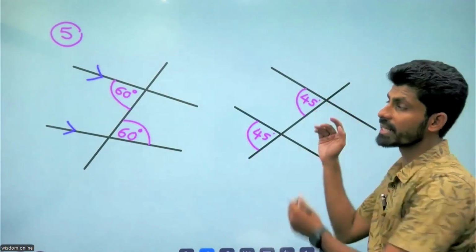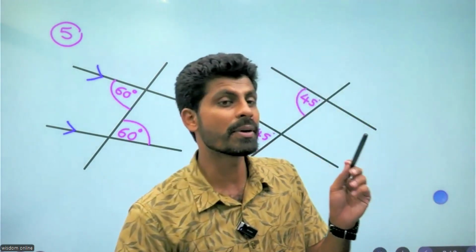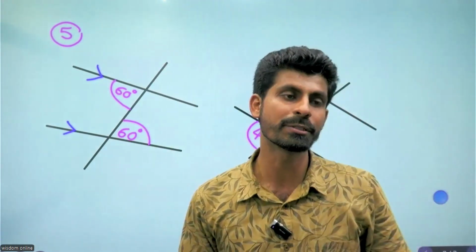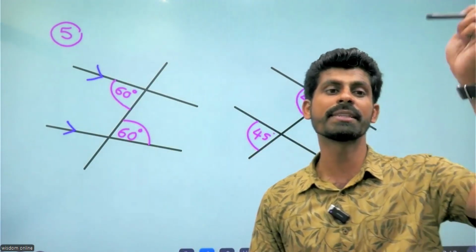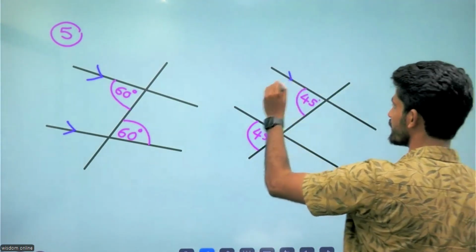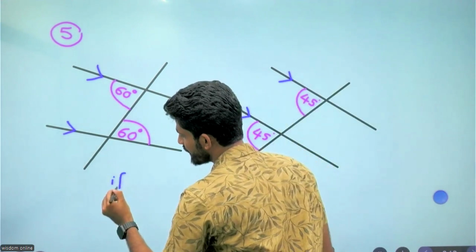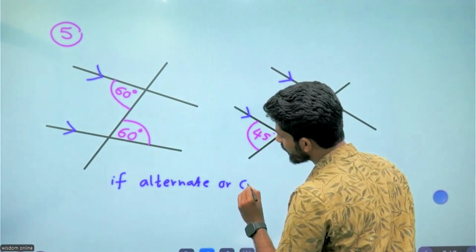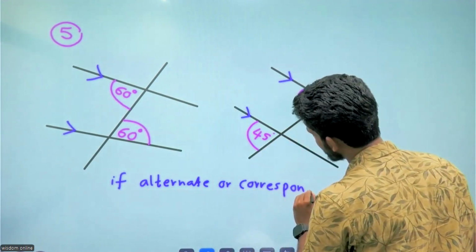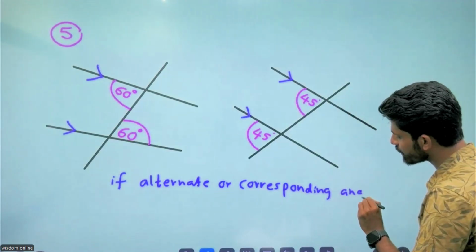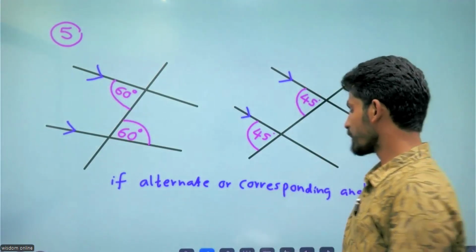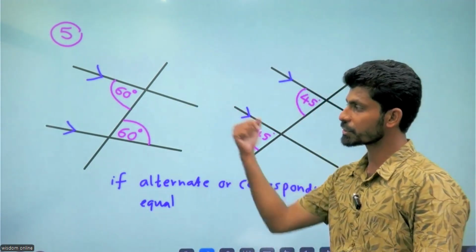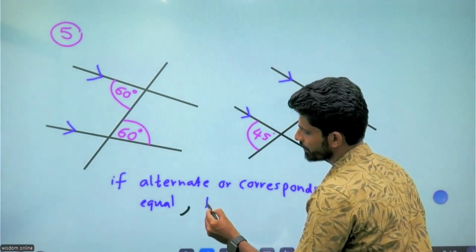Look at this one. Corresponding angles are equal means those two lines are parallel. This is the converse of theorem 4. So what is the theorem? If alternate or corresponding angles are equal, that means those two lines are parallel.